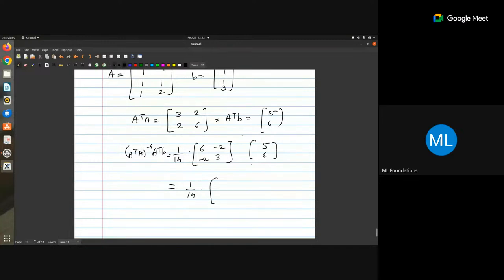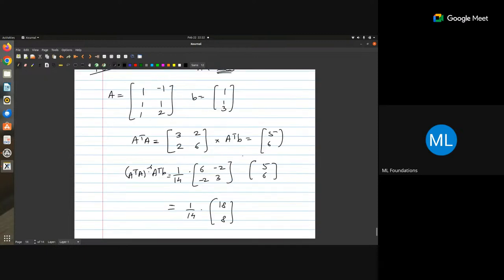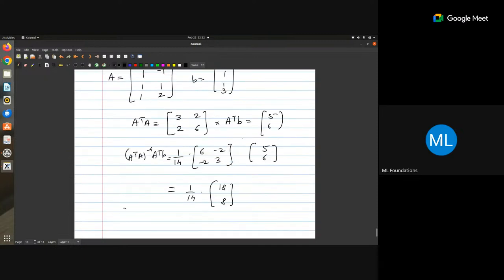30 minus 12 is 18. And 18 minus 10 is 8, plus 8, right? And then I have to multiply this with A, which is 1, 1, 1 minus 1, 1, 2, and this is 1/14. Put it outside: 18, 8.